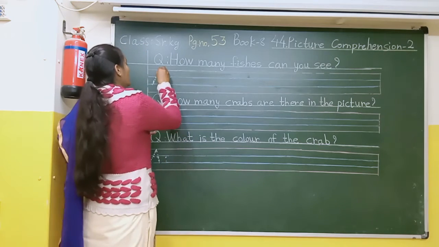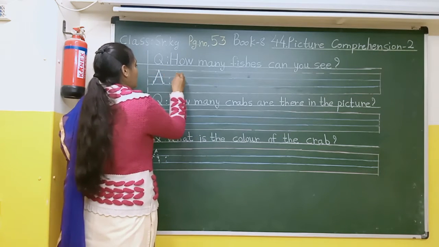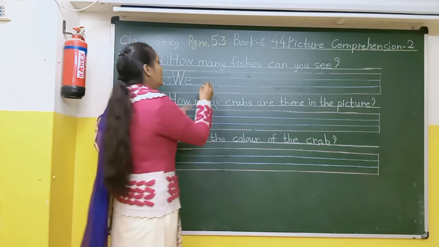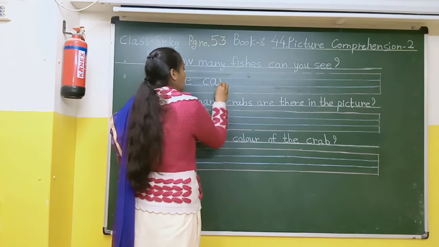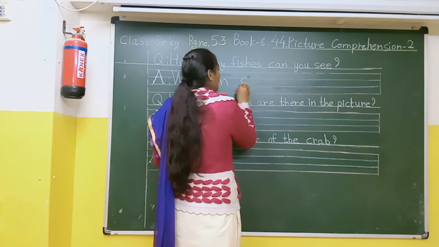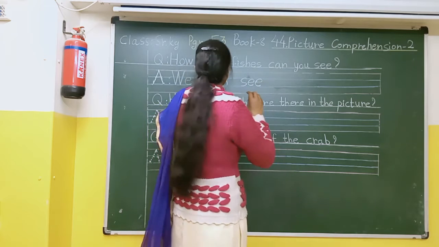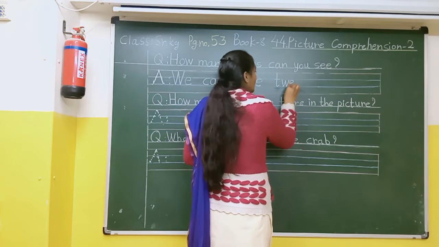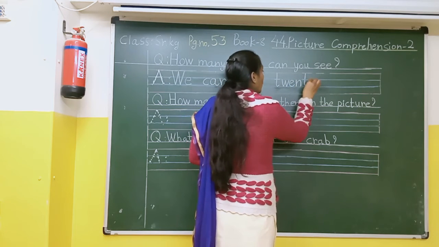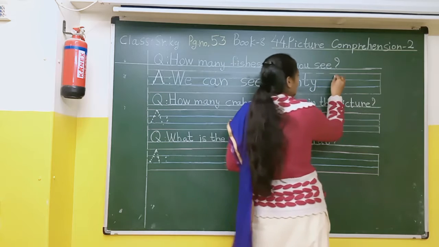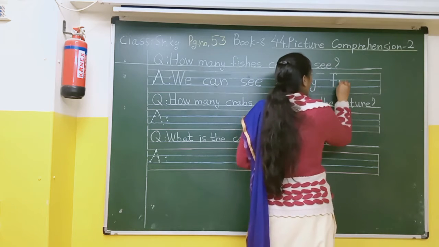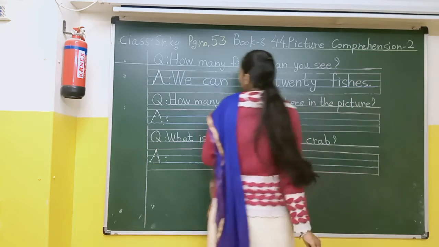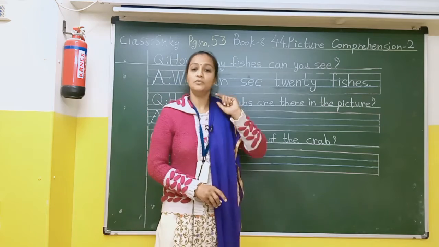Okay. So first of all, A for answer, we have to press it. After that W-E, we. Then we have to keep one finger distance and write can. Keep one finger distance and write S-E-E, see. After that we have to write 20, T-W-E-N-T-Y, 20. Then after that we have to write fishes, F-I-S-H-E-S, full stop. We can see 20 fishes.